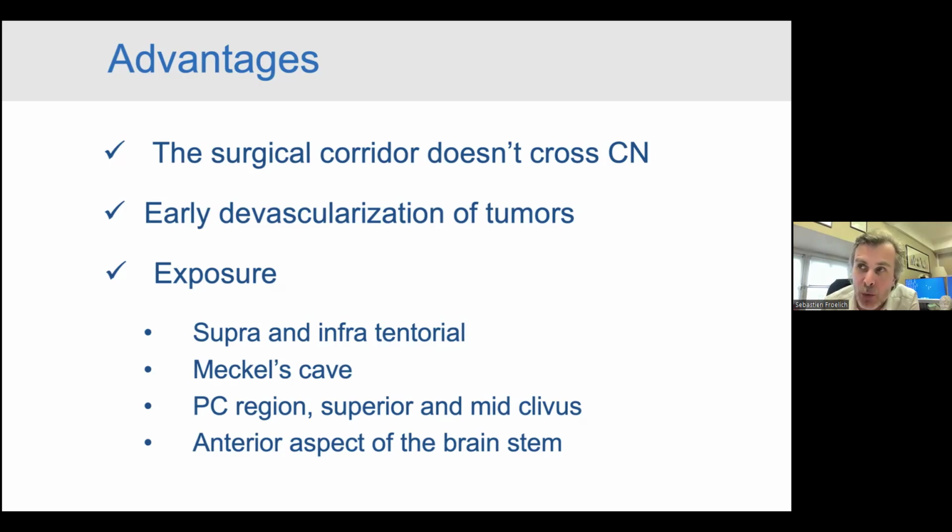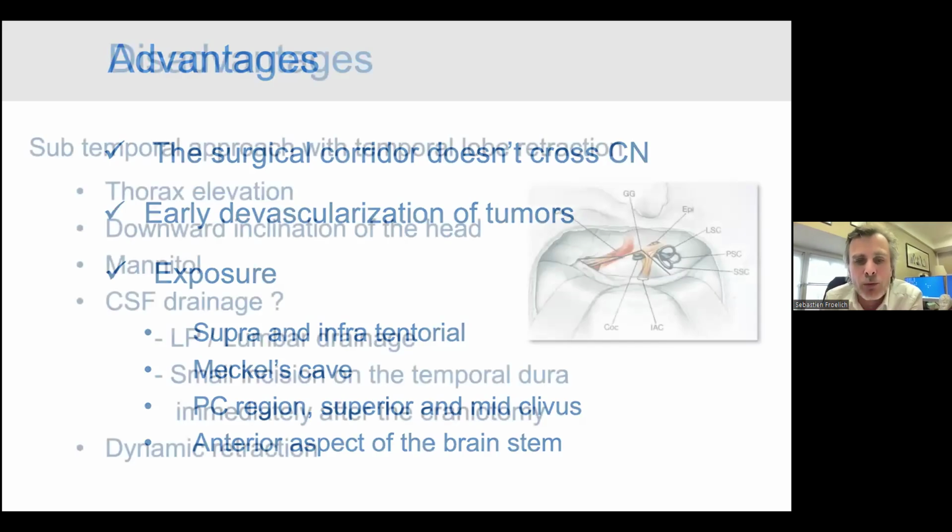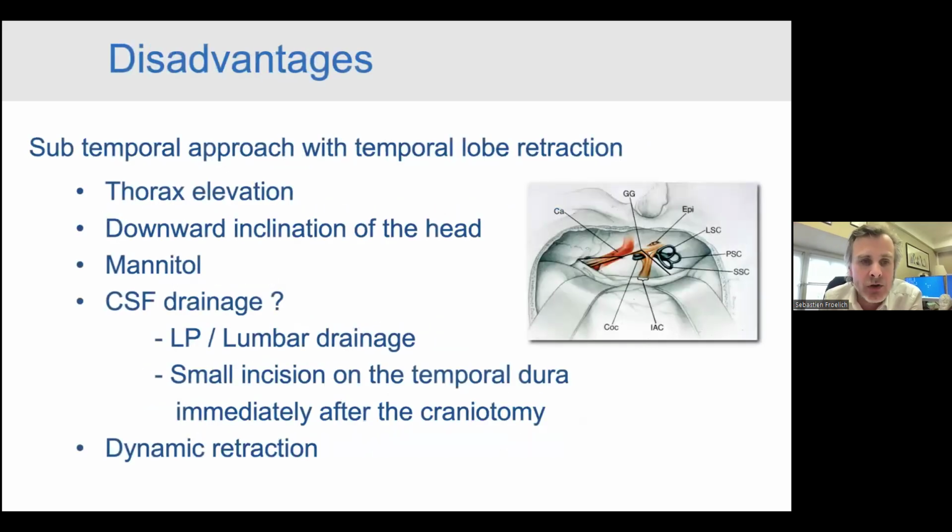You have the exposure of the most posterior part of Meckel's cave, but you don't have this full exposure like you have with anterior petrosal, where you open Meckel's cave like a book. It's an access to the petroclival region, superior and mid clivus, and you have an anterior view to the brainstem and the exit zone or entry point of 5.